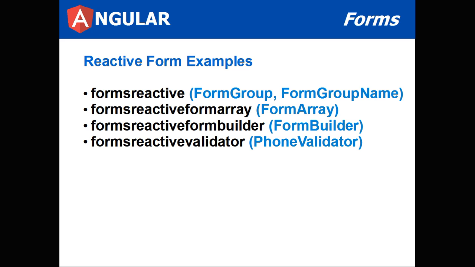Okay, so now we're going to talk about some code examples. We're going to look at the first example, which will use form group name. The next example will be an example of form array. We'll look at a form builder example, and we'll look at a validator, a custom validator example. So stay tuned for the next tutorial on reactive forms, where we go through all these examples in detail.